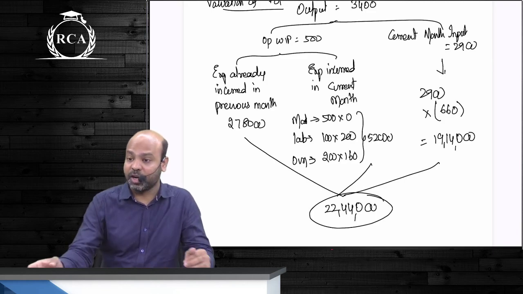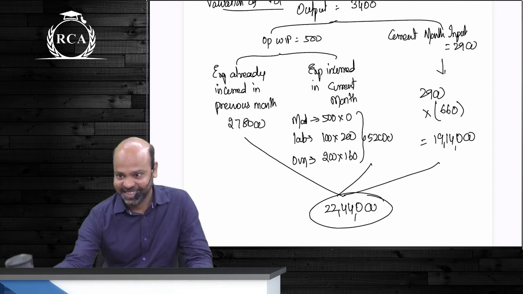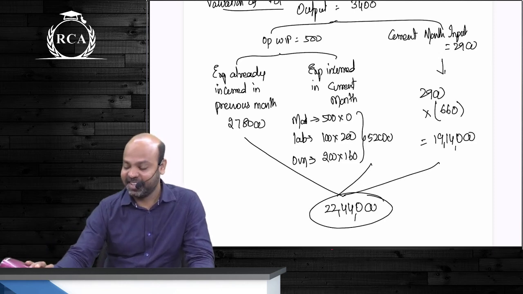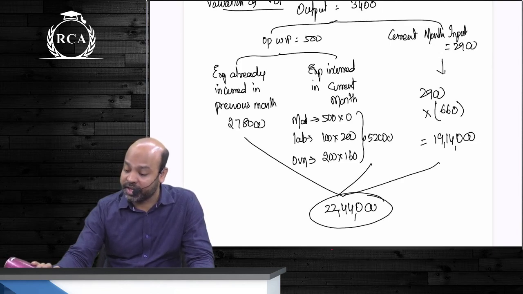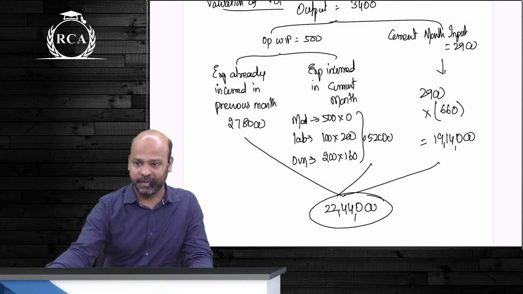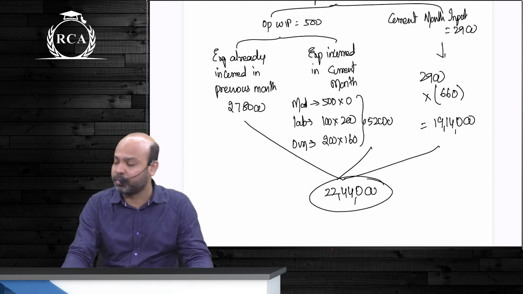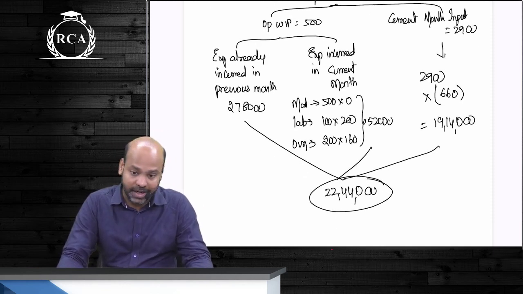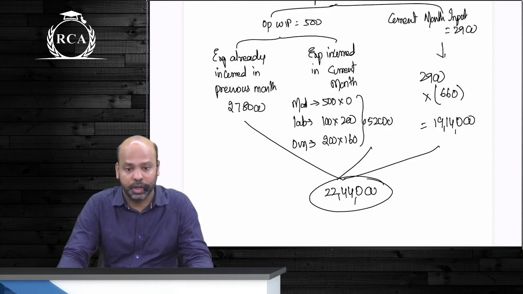That means we forgot how to value inventory under FIFO method. Under weighted average, guys, we directly multiply because it is weighted average method. You do not have to segregate between opening work in progress and current month input. Under FIFO method, it is mandatory to segregate between current month input and opening work in progress.